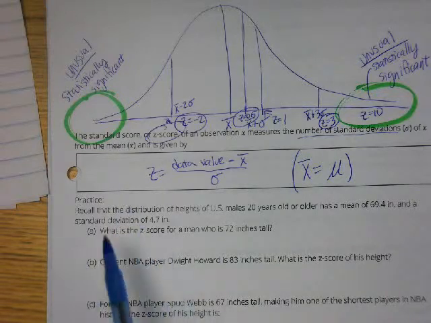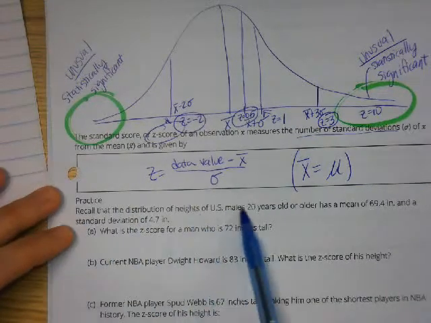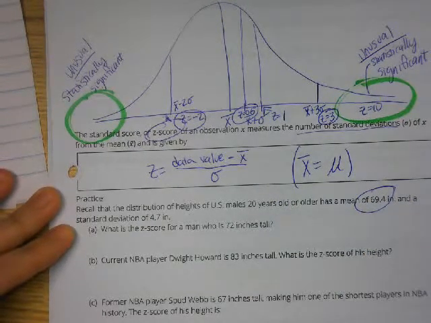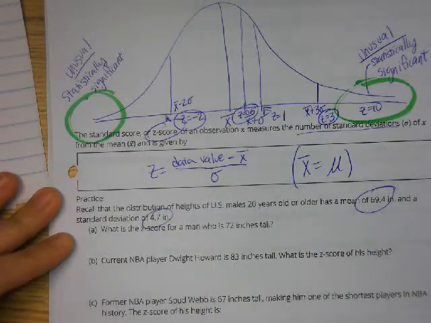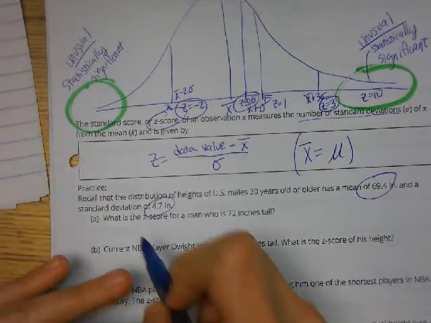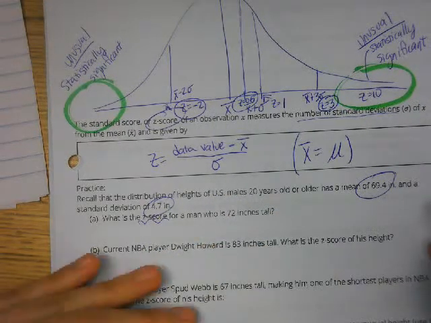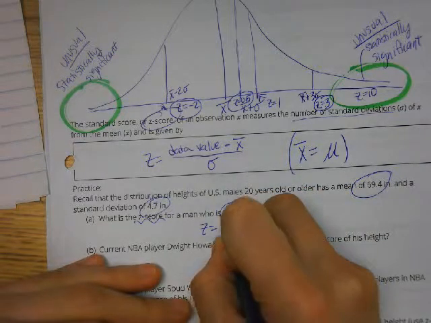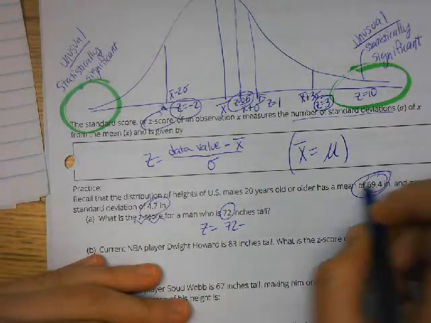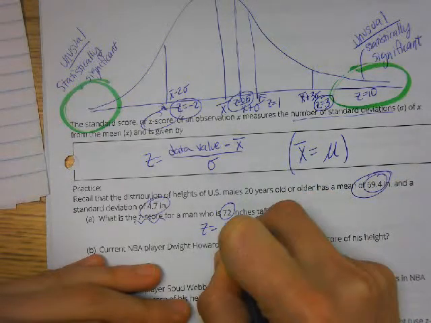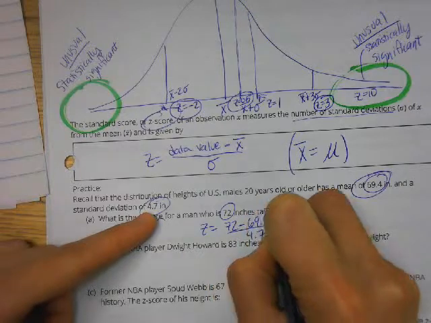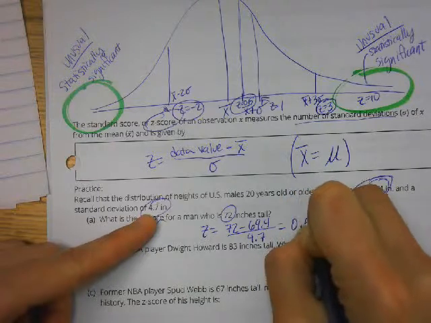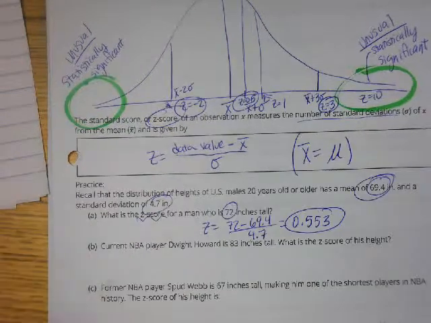So, let's look at this practice problem. Recall that the distribution of heights of U.S. males 20 years or older has a mean of 69.4 and a standard deviation of 4.7. Okay. So what is the z-score for a man who is 72 inches tall? So your z is going to be your data value, which is 72, minus your mean, 69.4, divided by 4.7, which is your standard deviation. So if you do that, the z-score is 0.553.